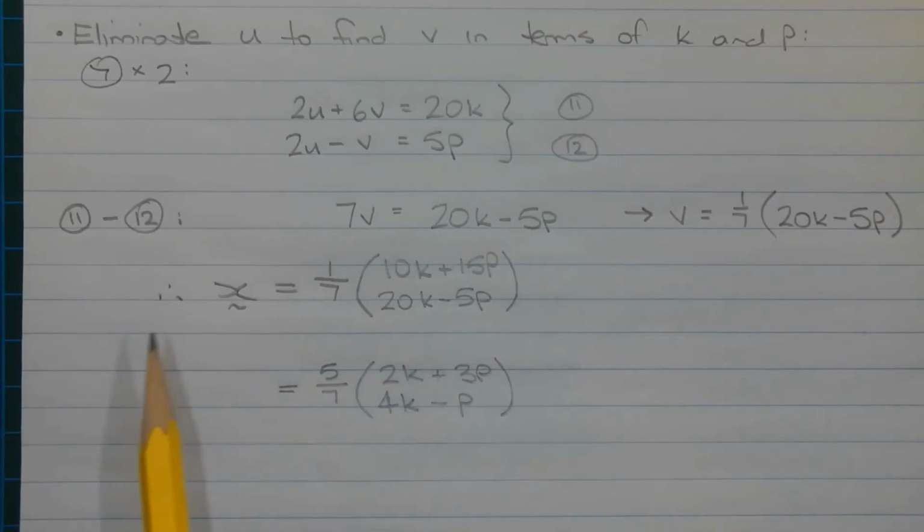Dividing both sides of the equation by 7 to isolate v, we get v is equal to 1 over 7 times (20k minus 5p).